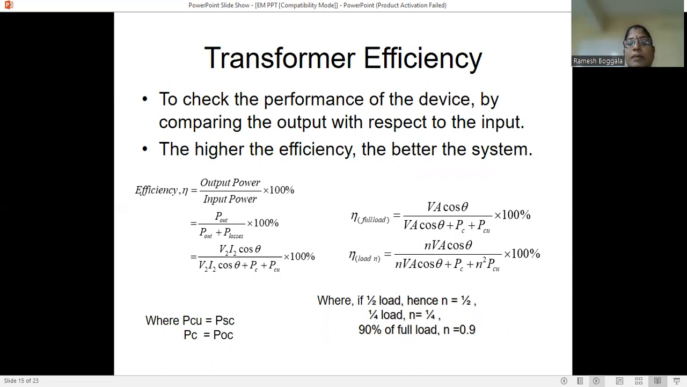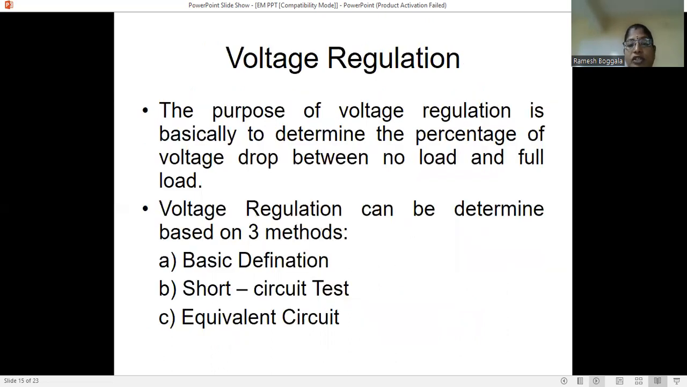Okay. So what is the power output? V2 I2 cos phi 2. Power input loss is equal to PC and PCU, that is iron losses and copper losses. Okay. So if half load, N is equal to 1 by 2. If 1 by 4 load, N is equal to 1 by 4.